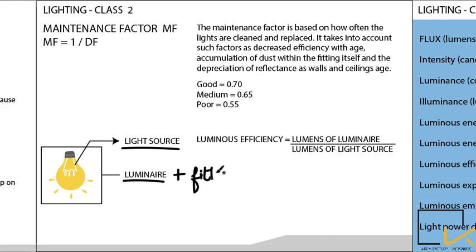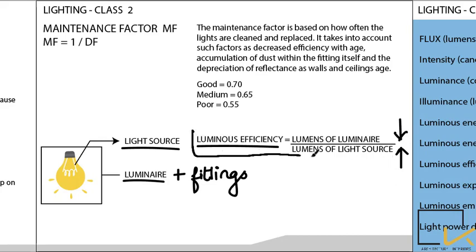So that is known as luminaire. There is a term known as luminous efficiency, which is given by lumens of luminaire divided by lumens of light source. Obviously here, lumens of light source will be greater and lumens of a luminaire will be smaller, right? So this is a term known as luminous efficiency.